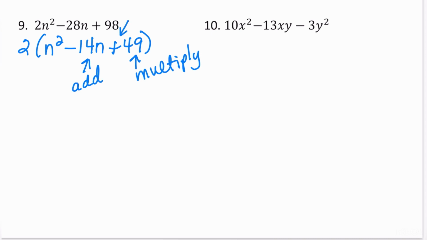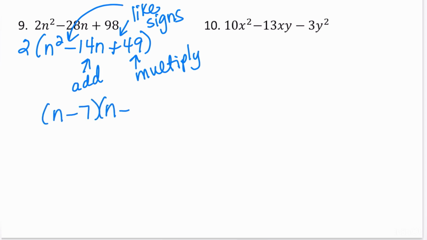Because of this last plus, they have to have like signs, and because of the minus, they both have to be negative. So the 2, remember, is going to hang out there for a little while. Let's concentrate on n squared minus 14n plus 49. So what multiplies to give me positive 49 that's going to add to give me negative 14? Negative 7 and negative 7. So this becomes n minus 7 times n minus 7. The 2, can't forget about it. We have to bring it down. And then finally, I can rewrite this as 2 times n minus 7 squared.